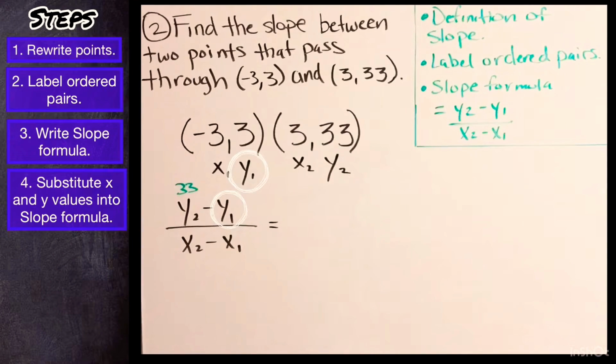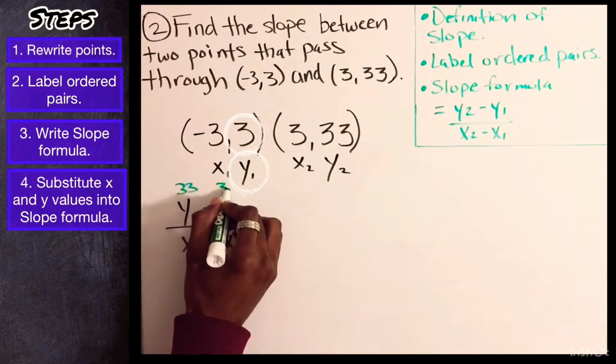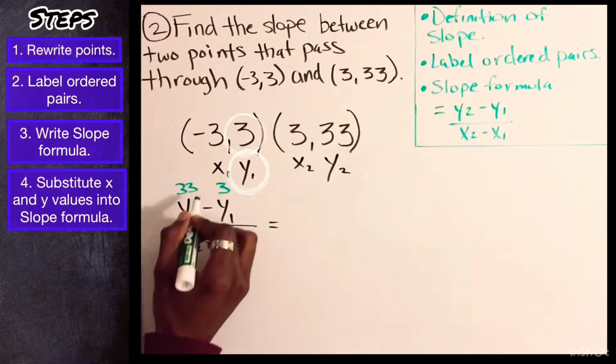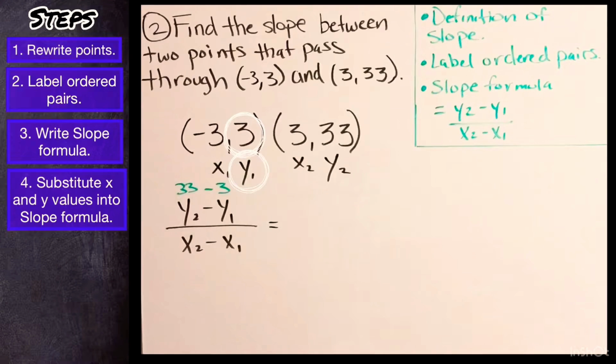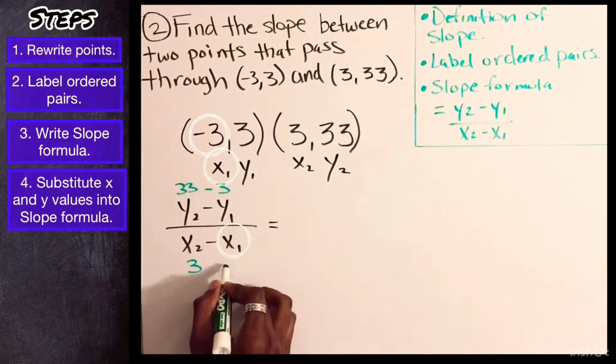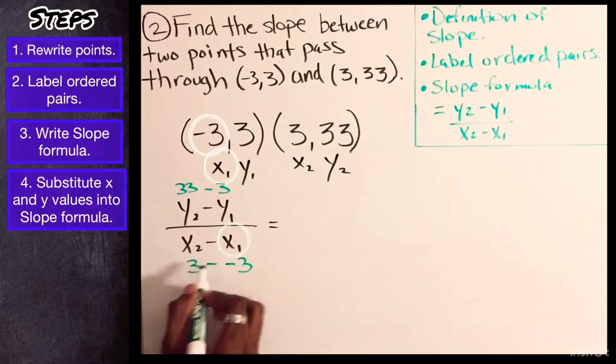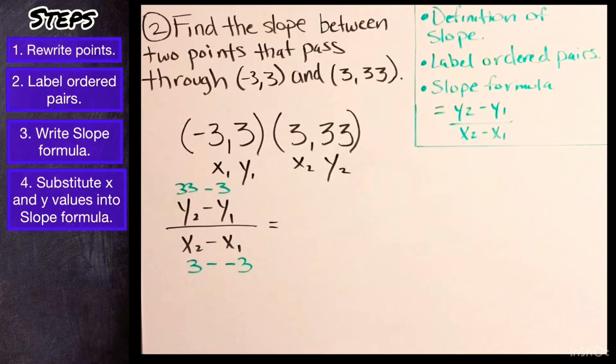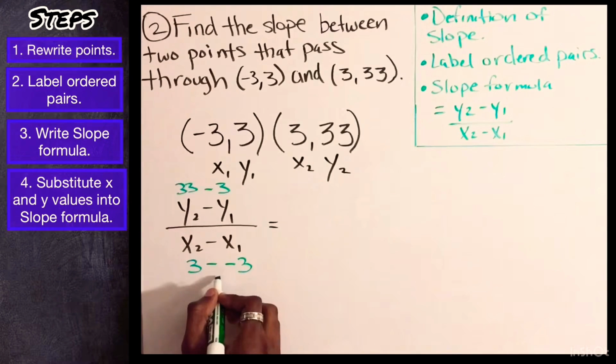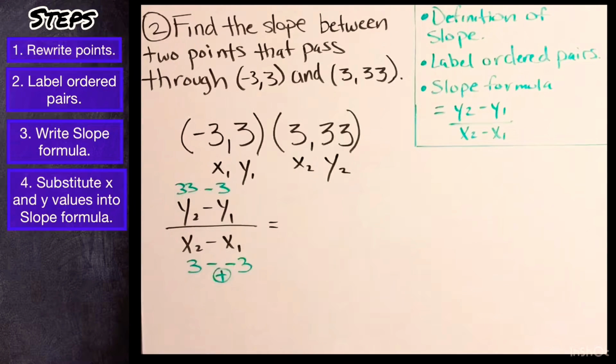And our Y sub 1 is 3. And let's keep our subtraction sign. Then we have our X sub 2. If you look up, you'll see that our X sub 2 is 3. And then our X sub 1 is -3. And we're going to keep our negative sign. And before we go any further, let's just get this out of the way. Two negatives right next to each other are going to equal a positive. So let us make a positive plus sign right there.